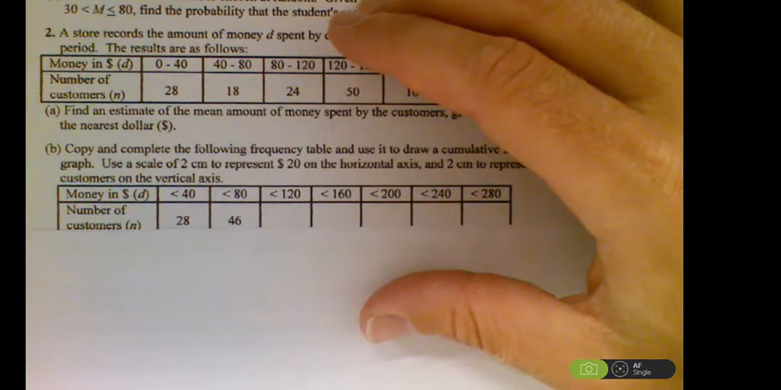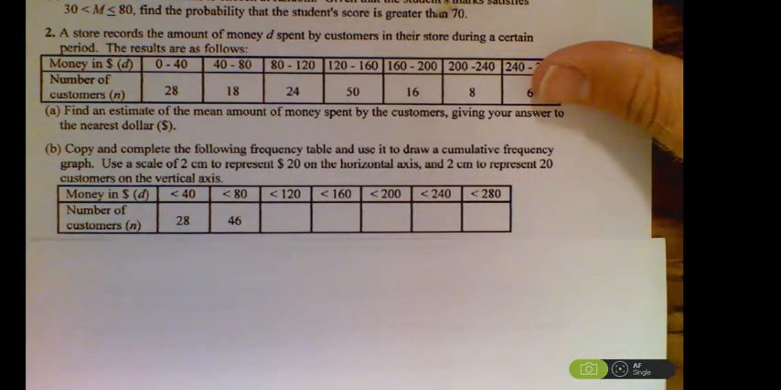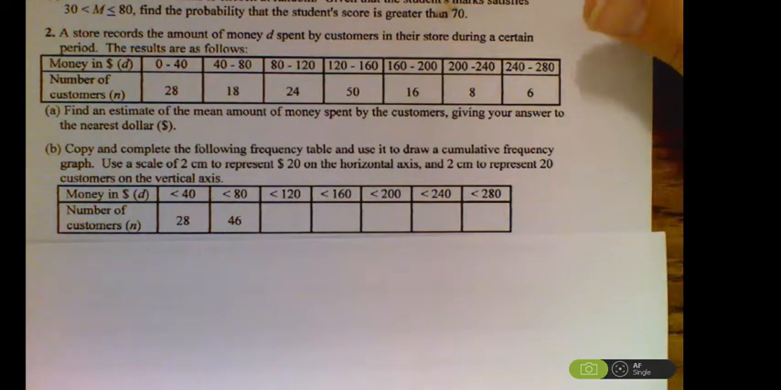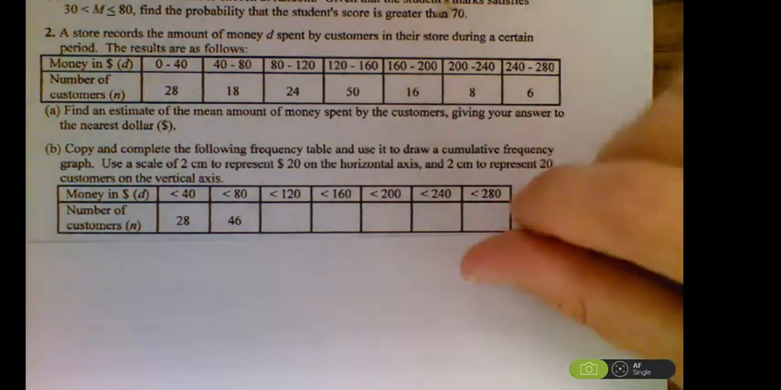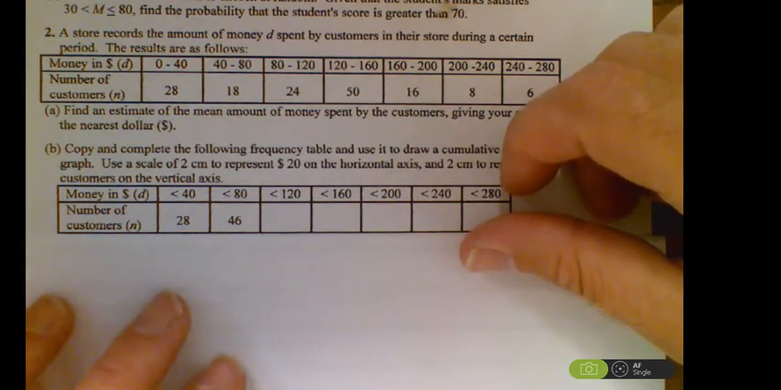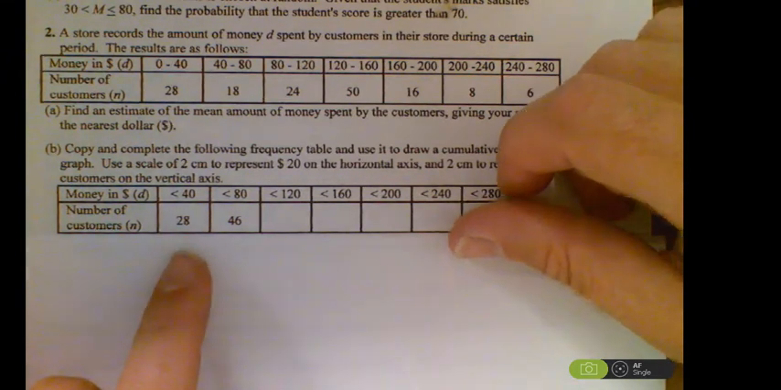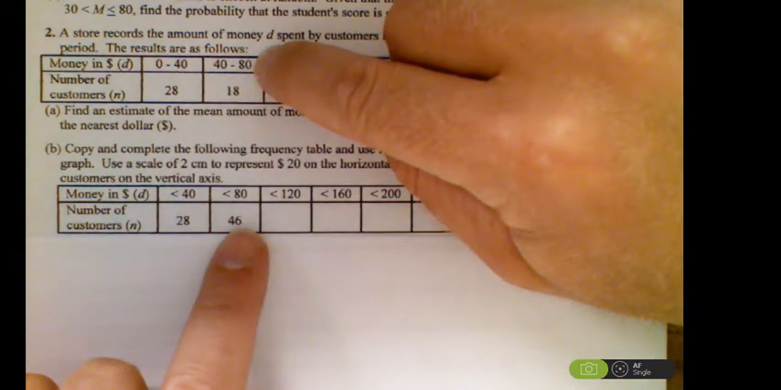Now we have an incomplete frequency table that we're using, and we're going to create a cumulative frequency graph with it. I'll come back to the scale here in just a minute. Let's just talk about completing the table. In a cumulative frequency, you're adding as you go. With cumulative frequencies, the first set of data is everything up to 40, which you can see was 28 values from 0 to 40. And then the next one is everything from 0 to 80. So if I add up the 28 plus the 18, I get 46.